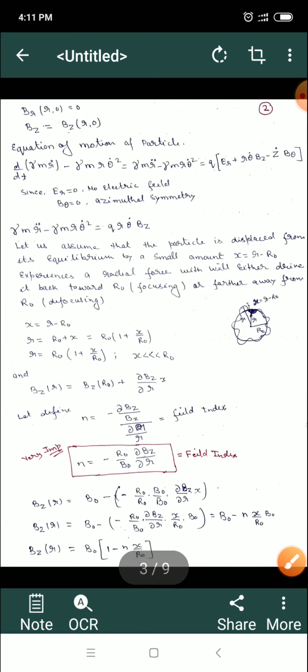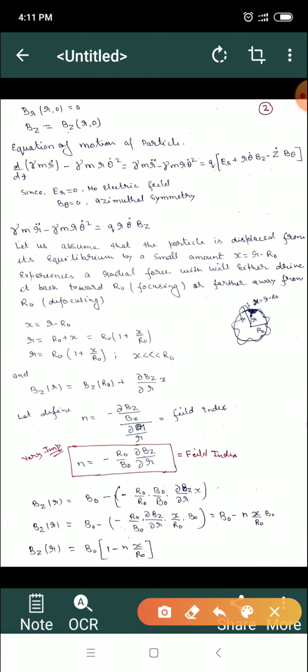So we can calculate Br at z equal to 0, r equal to r0, which is equal to 0. So Bz will be equal to Bz(r0). So the equation of motion of the particle we can write. If you remember back, I started from the beginning. That was the equation of motion: d over dt of gamma m r dot minus gamma m r theta dot square, that is gamma m r double dot minus gamma m r theta dot square, is equal to q times E r plus r theta dot Bz minus z B theta. So that was the equation of motion.